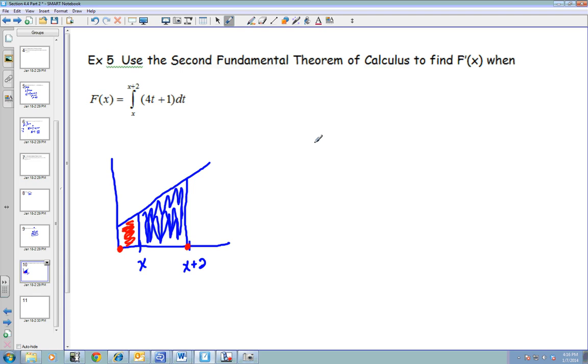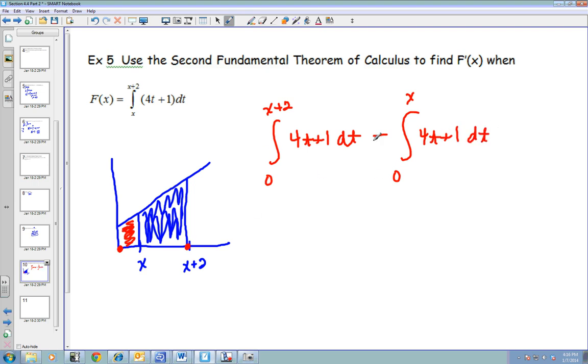So that's what I'm going to do. I'm going to break it up. I'm going to go from 0 to x plus 2 of 4t plus 1. And I'm going to subtract this part from 0 to x of 4t plus 1.